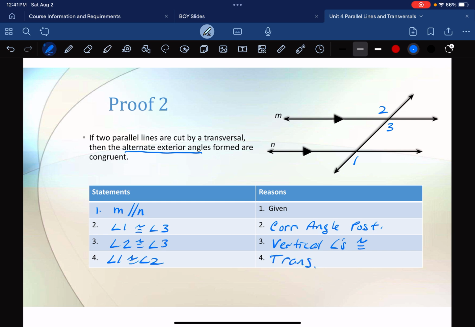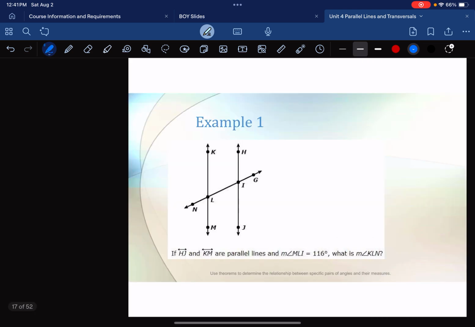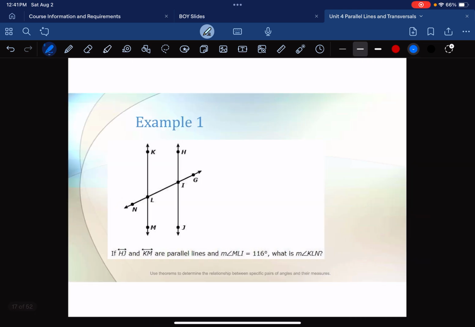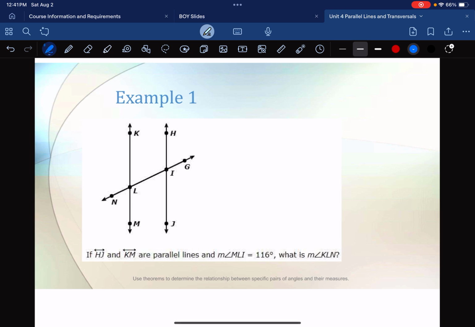Okay? So how are we going to use these? What do we really need to know how to do? We need to know how to do problems like this right here. So HJ and KM are parallel, and angle MLI measures 116. So here's MLI right here. So this is 116. What's KLN?